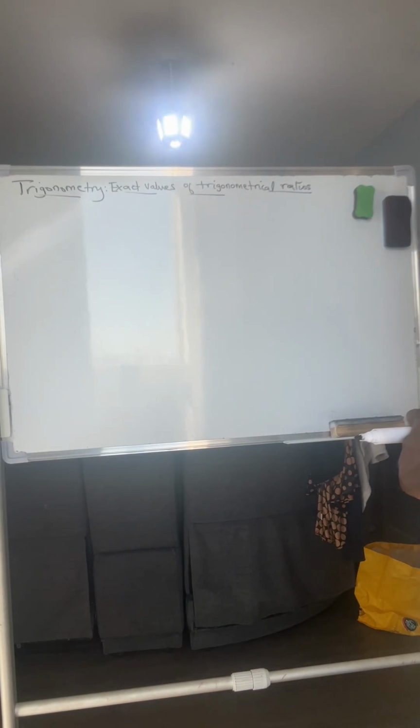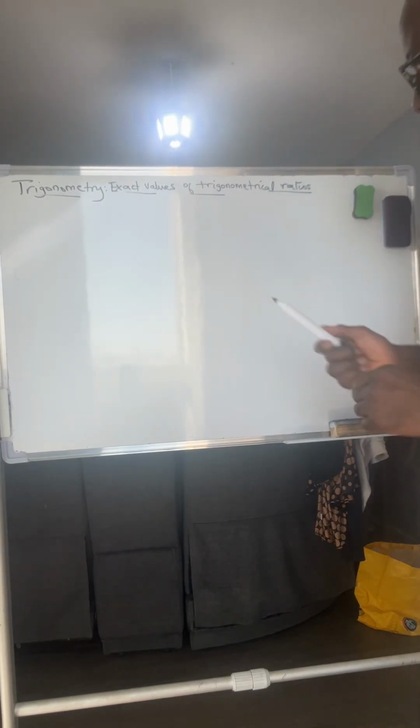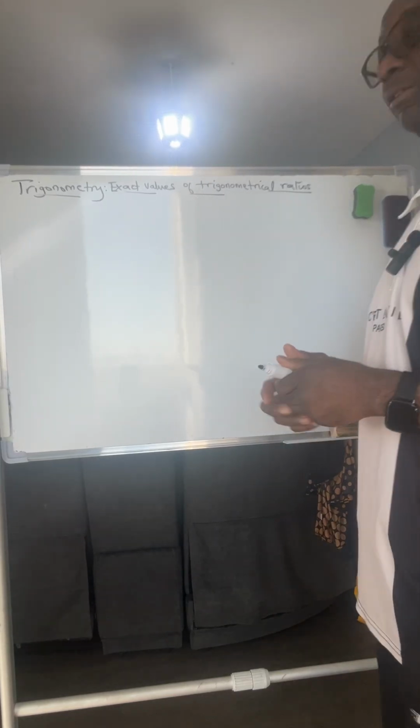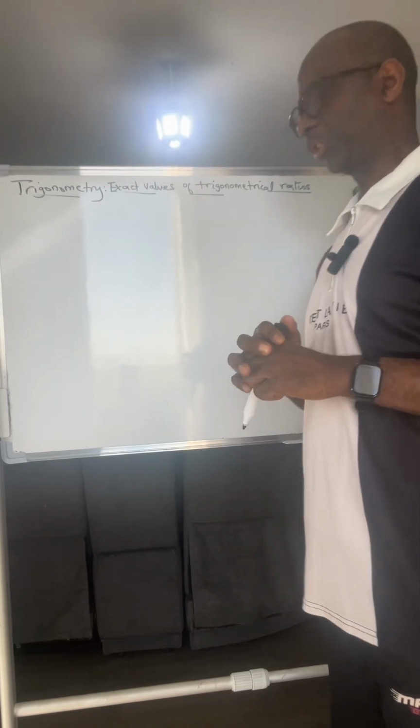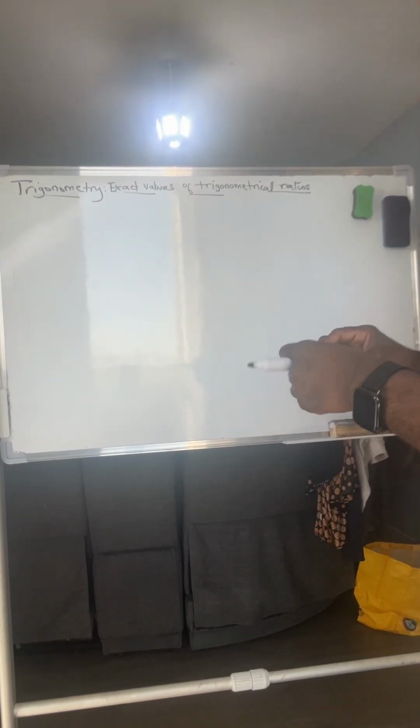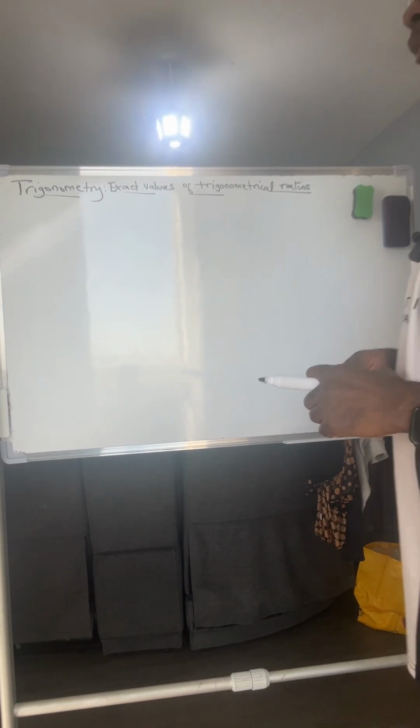Today we are going to look at exact values of some trigonometrical ratios. We're still on the topic trigonometry. So we are going to look at two triangles. Two different triangles.